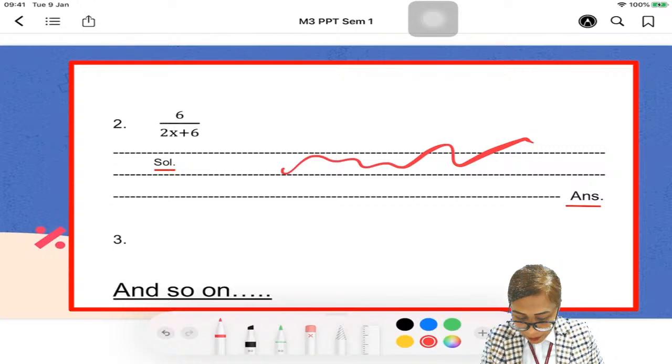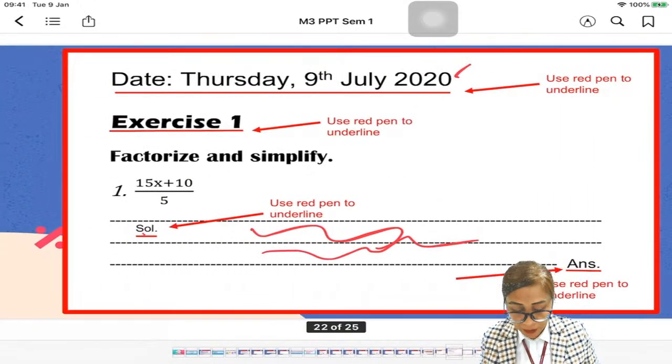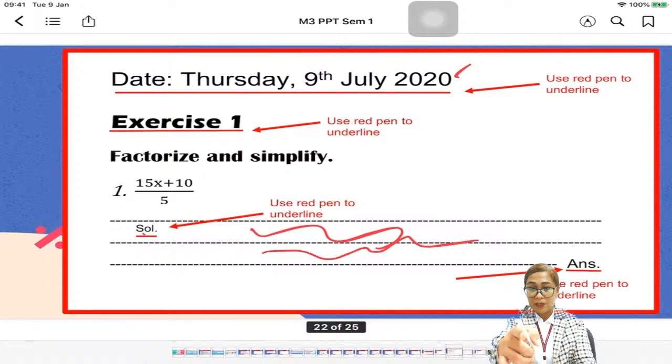Okay, so let me go back to this so that you can take a picture of it, students, for the format. Okay, at the count of 5. 1, 2, 3, 4, and 5.